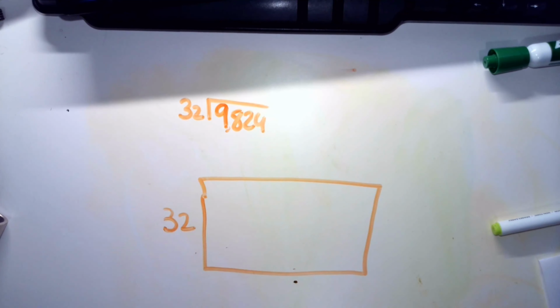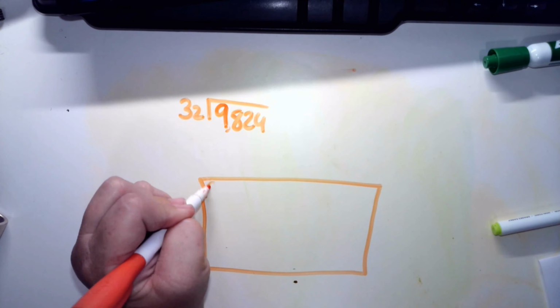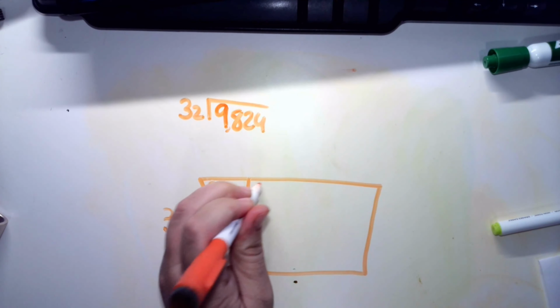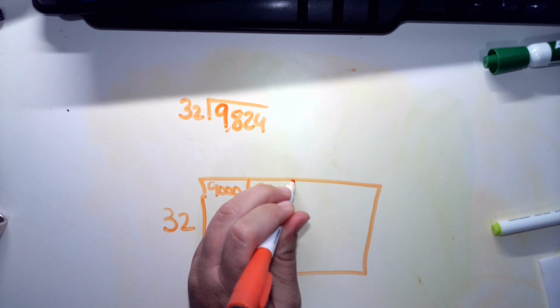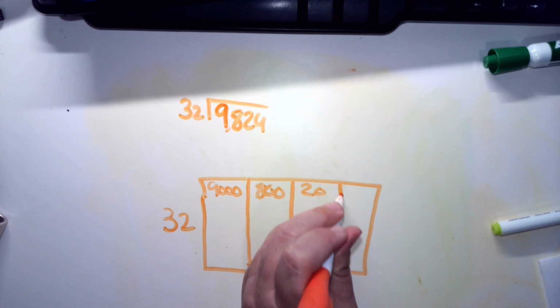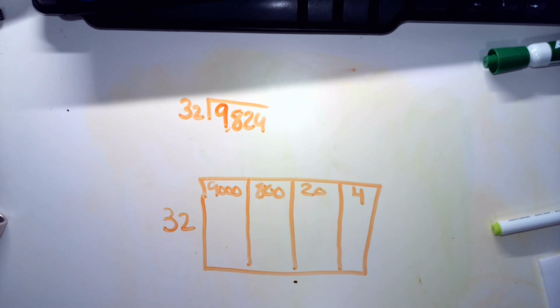And in this box, I'm going to decompose my 9,824 into its place values. So I start with a 9,000. I have 800. I have 20. And then I have 4. Okay? So now I'm looking at 32.